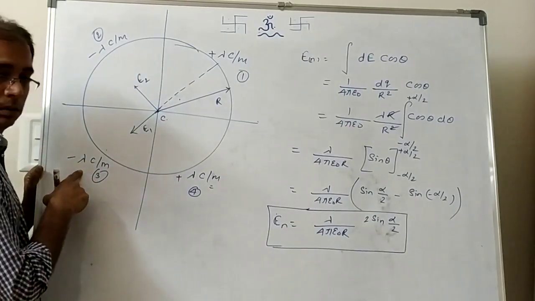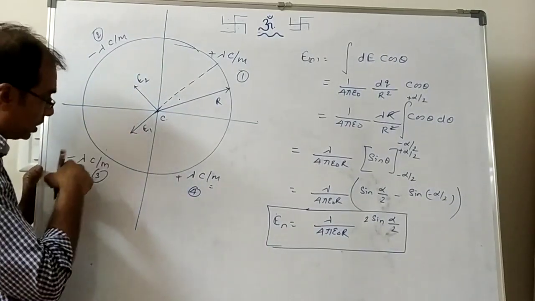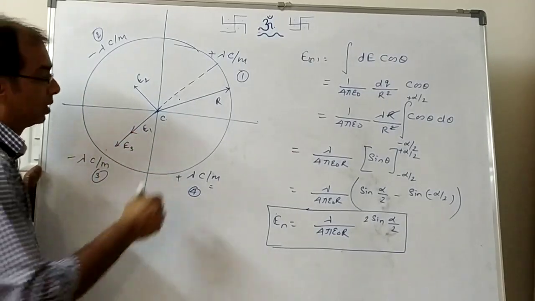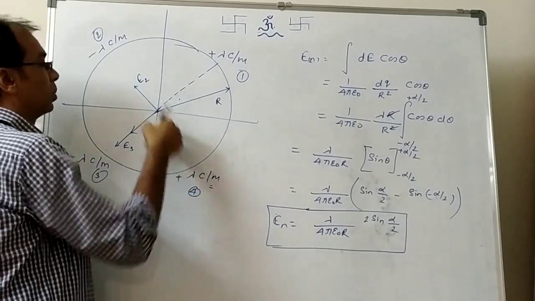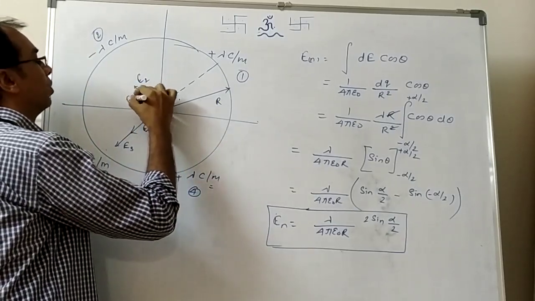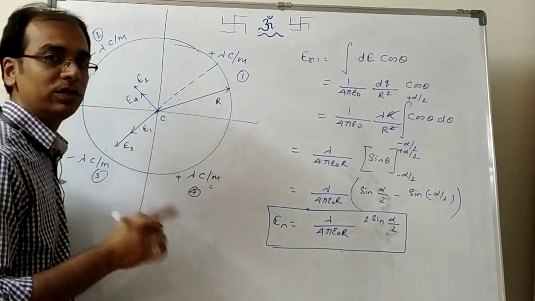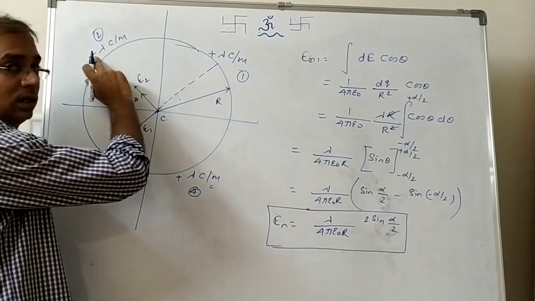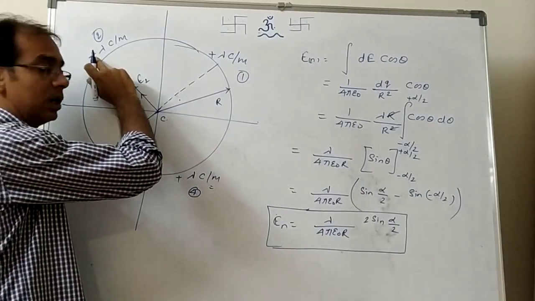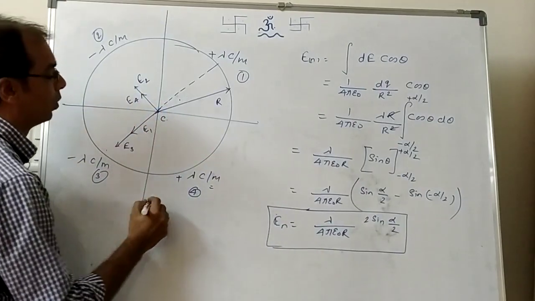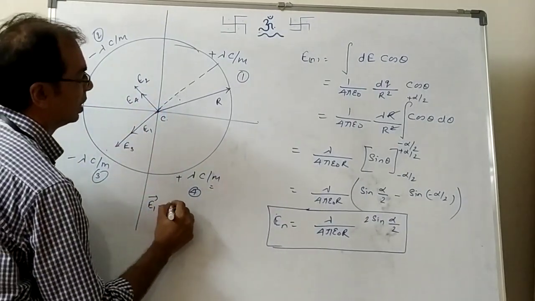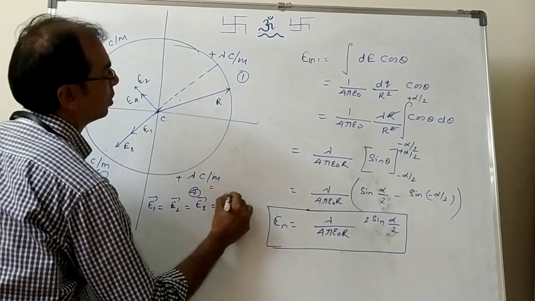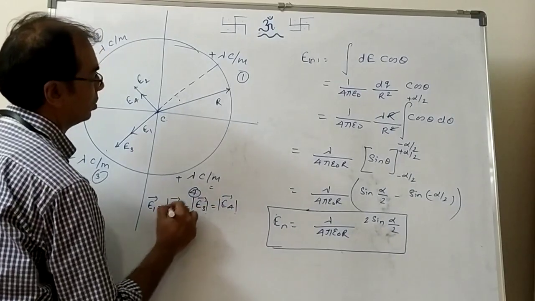This minus lambda, that means again towards it, so it will be in the direction of E1. And this is plus lambda. Again, it is going to repel, so the direction will be towards E2. That's E4. Now, can we say E1, E2, E3 and E4 are equal in magnitude? Yes, because the line charge density is equal in magnitude. So the magnitudes of E1, E2, E3 and E4 are exactly equal.